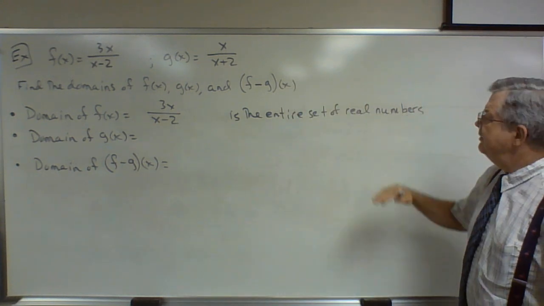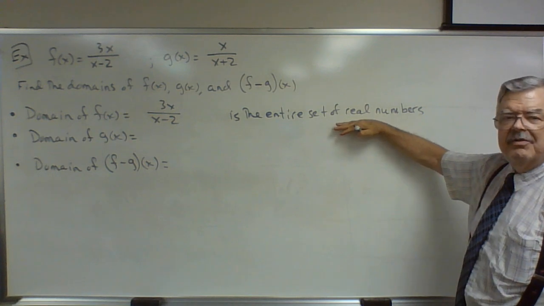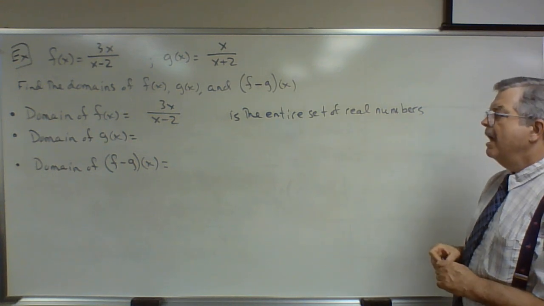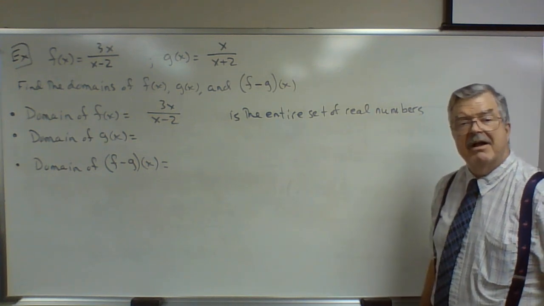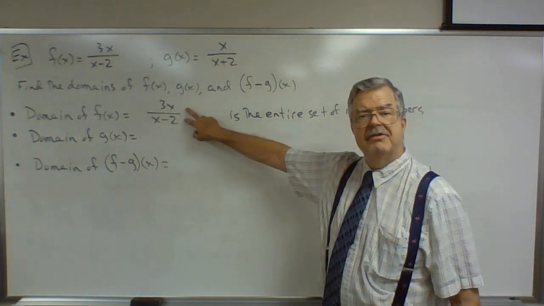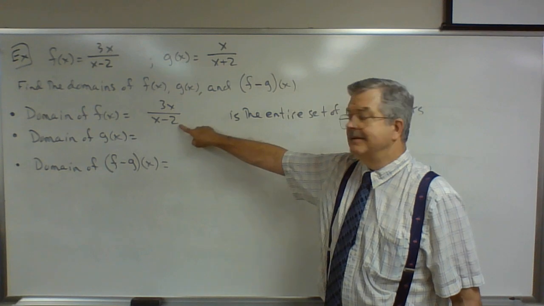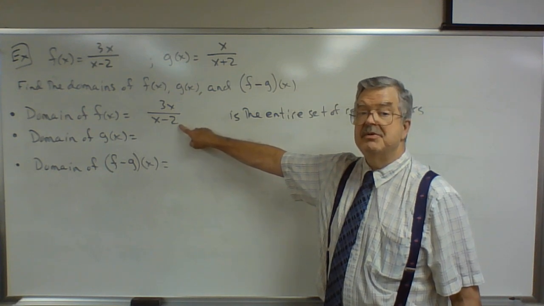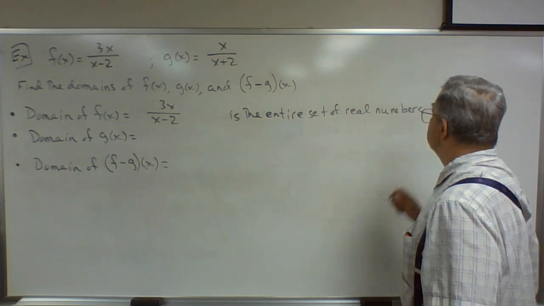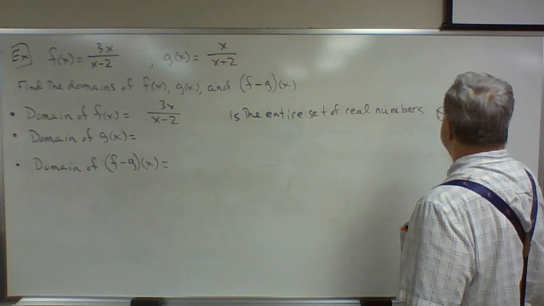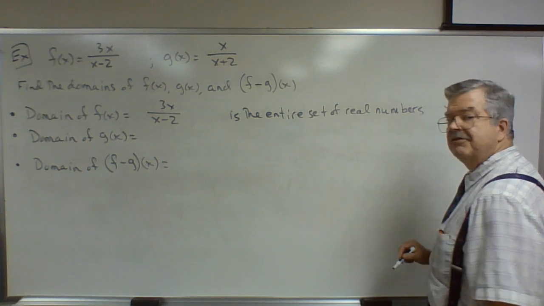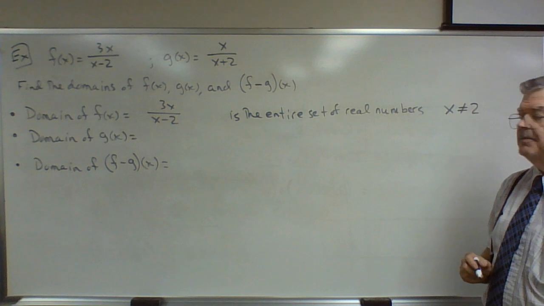Now, is there any reason why we shouldn't stick with this assessment? Are there any x values that cause division by 0? Oops. X equal 2 causes division by 0. So x is not going to be equal to 2.